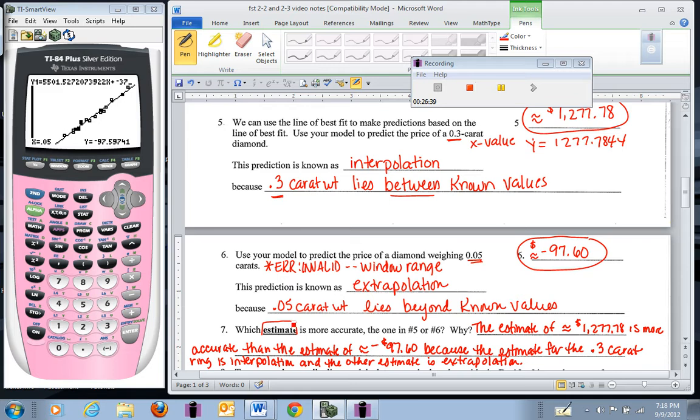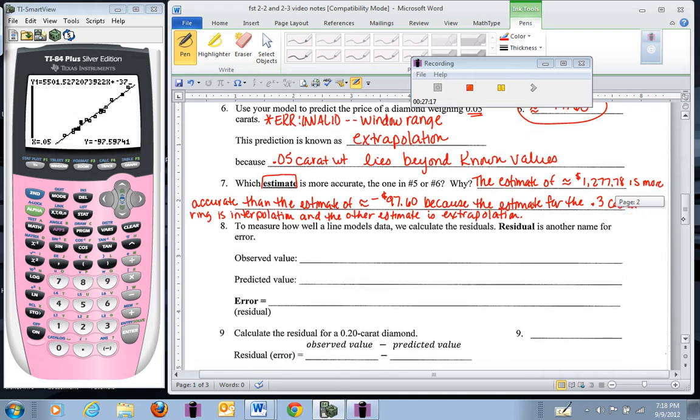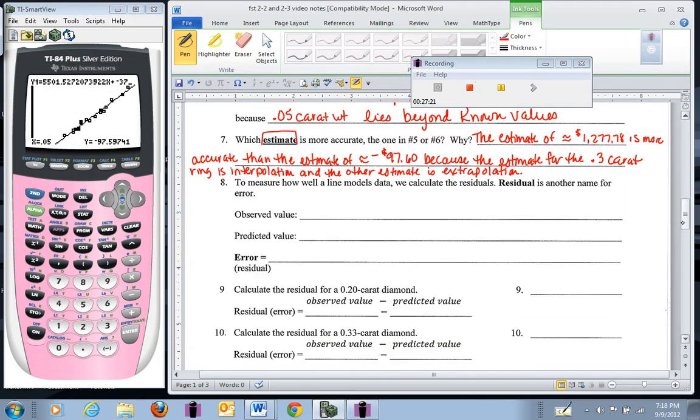So remember, this is asking about the estimate, not about the weight of the diamonds, but the values of them once we put it into our predictions on our line of best fit. To measure how well a line models data, we calculate the residuals. Residual is another name for error.